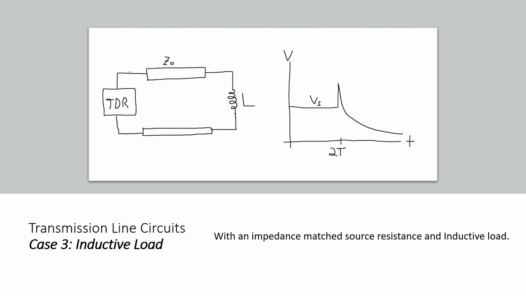For our third transmission line load scenario, we're going to have an inductive load. Once again, on the TDR output, we're going to see the voltage source up until time 2t, when the reflections propagate back. We're going to see it spike up to 2 times the voltage source roughly, and then exponentially decrease to the asymptote of 0 volts. This is because, as a polar opposite to the capacitor, the inductor starts as an open circuit and then continues on until it reaches a short circuit.